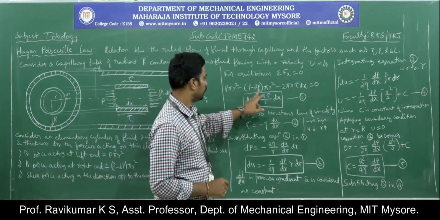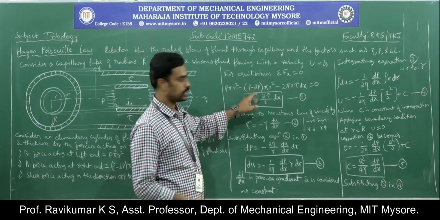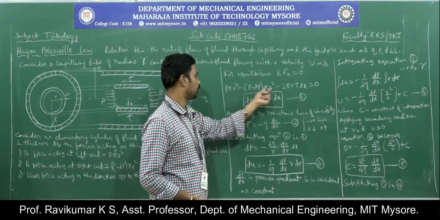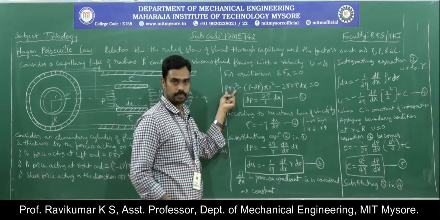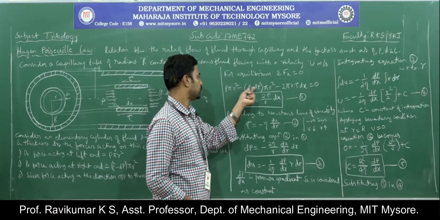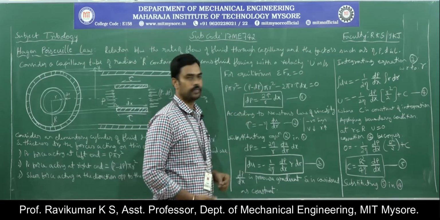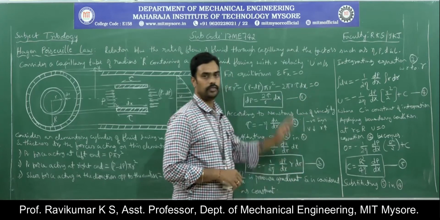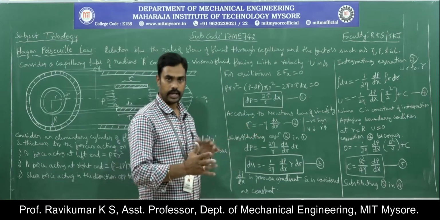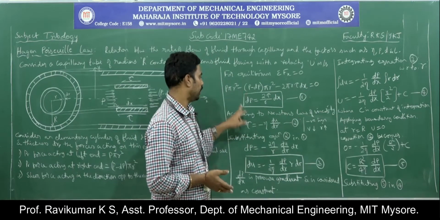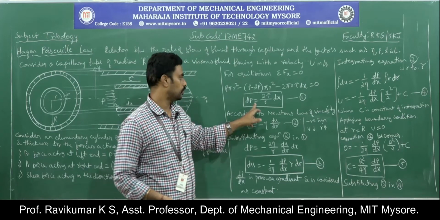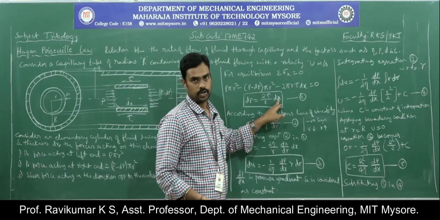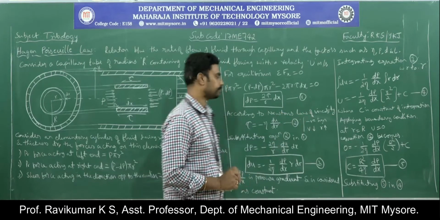If you simplify this, P into pi r square minus P into pi r square cancels, then minus into minus gives plus dP into pi r square, which remains as it is, minus 2 pi r into tau into dx equal to 0. By rearranging and cancelling the terms, you will end up with dP is equal to 2 tau by r, small r, into dx. Call this equation 1.